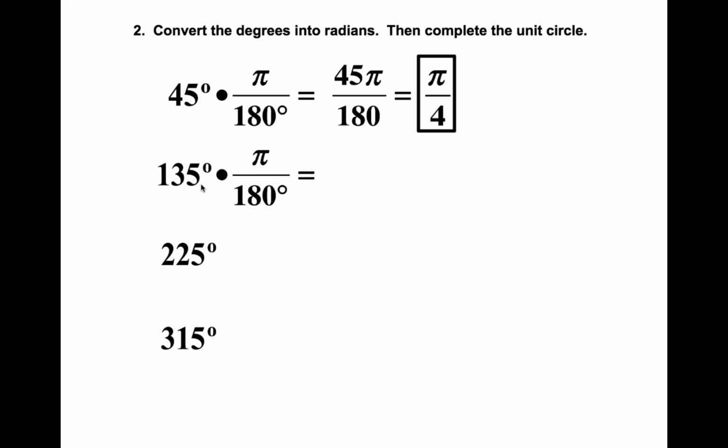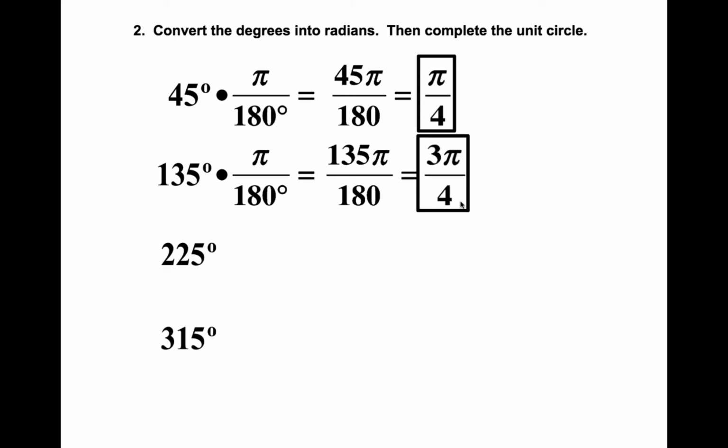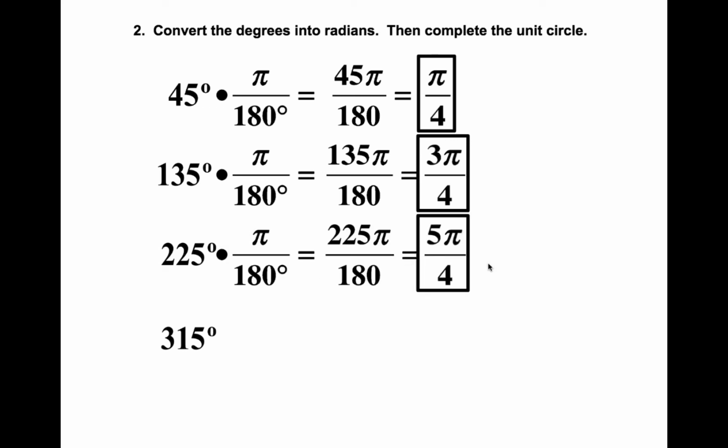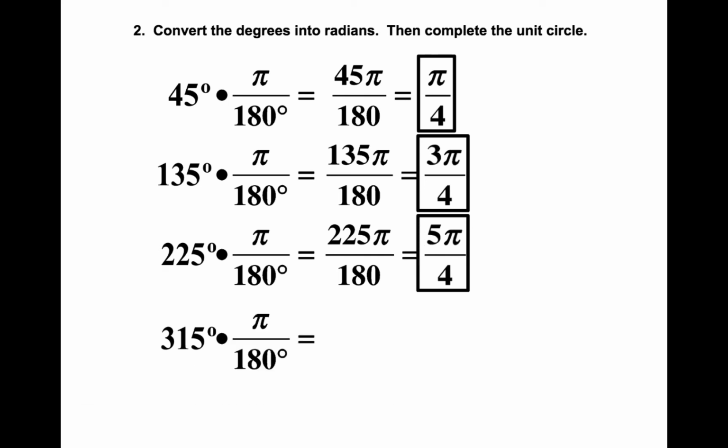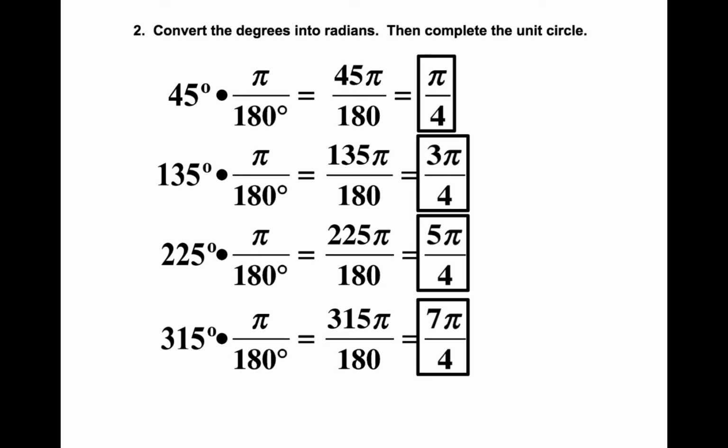If you multiply 135 by pi over 180, you get 135 pi over 180, which is 3 pi over 4. 225, you multiply by pi over 180, reduce the fraction, you get 5 pi over 4. You try 315. And you should get 7 pi over 4.